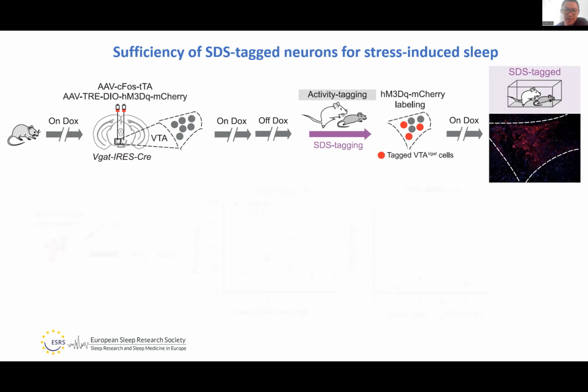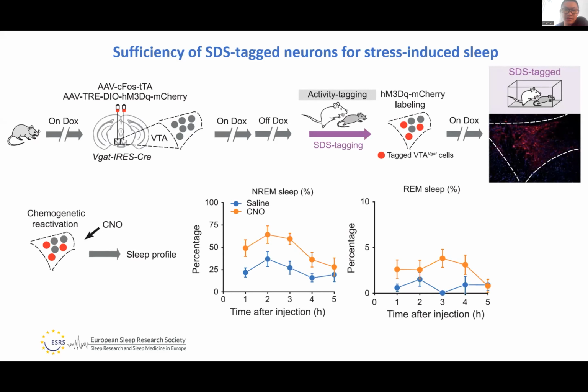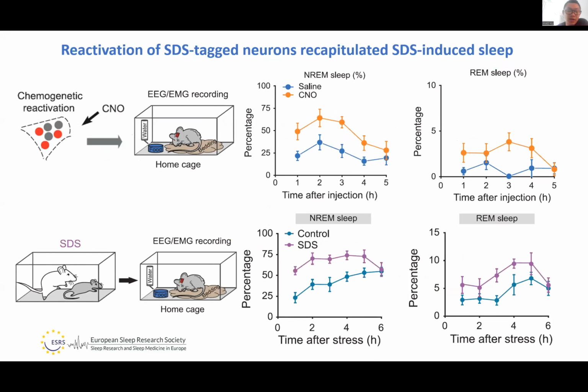We then artificially reactivated the tagged VTA VGAT neurons using CNO, and we found chemogenetic reactivation of these specific stress tagged cells increases both non-REM and REM sleep. So a small population of VTA GABA neurons that respond to stress is sufficient to induce non-REM and REM sleep. And also, we can conclude that reactivation of social stress-activated subsets of GABA cells generated a sleep pattern identical to social defeat stress induced sleep, as we can see here, which suggests reactivation of tagged neurons recapitulated social defeat stress induced non-REM and REM sleep.